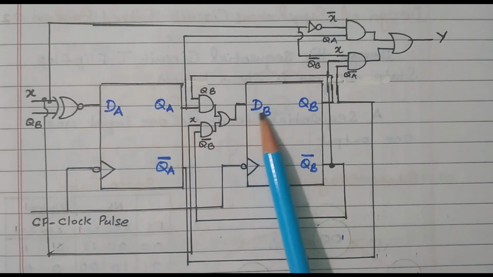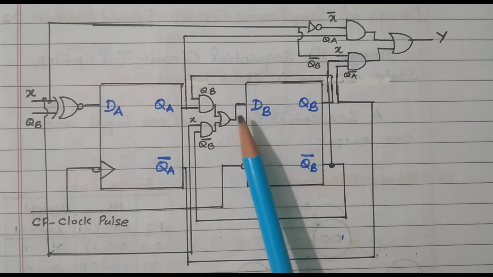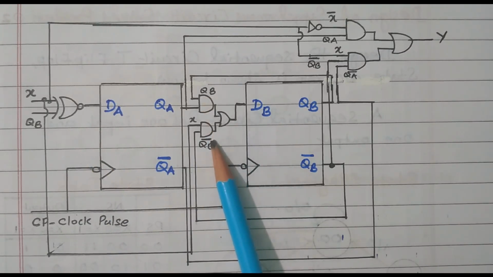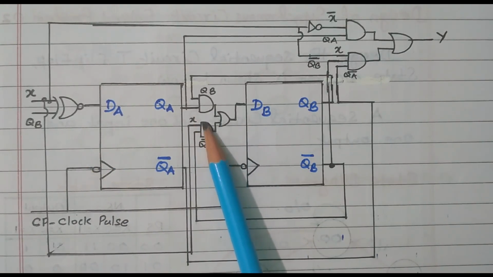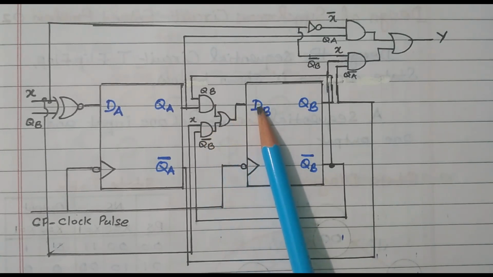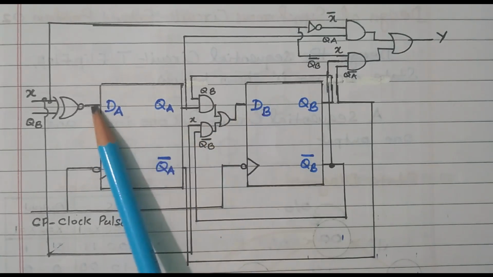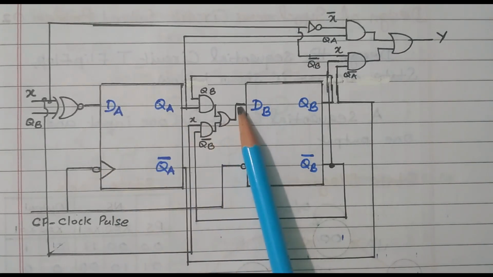And then DB. DB is nothing but QA into QB, so this is QA and QB, plus X into QB bar. These two are multiplied and added together, and that is given as DB. DA and DB are given from the previous expressions.